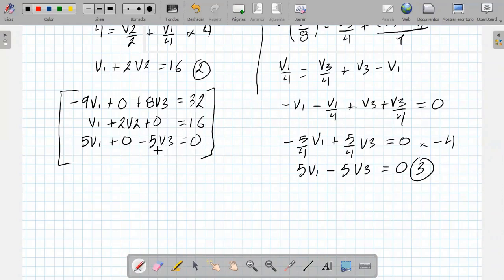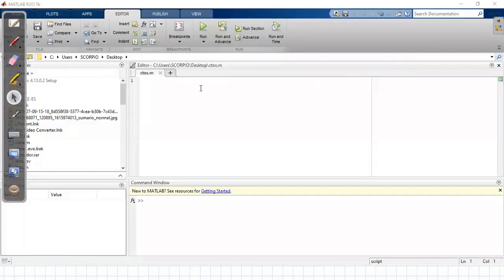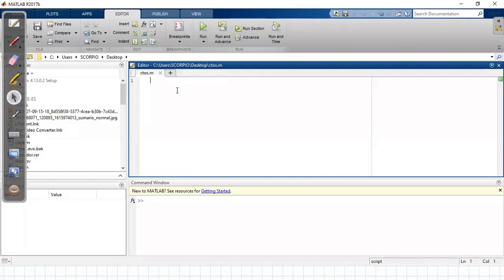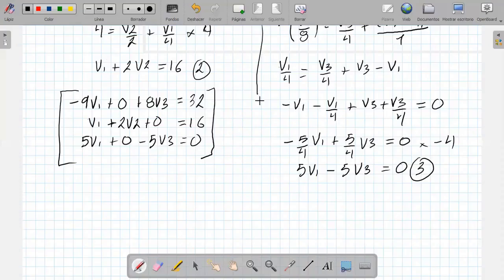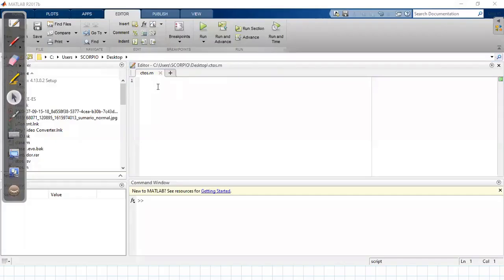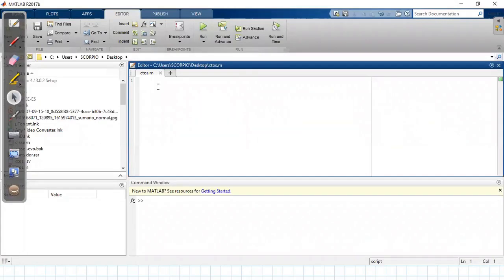The first thing I'm going to do is put clear. This will eliminate the variables that are recorded here in the workspace. And then I'm going to put clc. That's something I do out of practice. So, I clear the variables that are in the workspace. How do I delete what is in the command window?